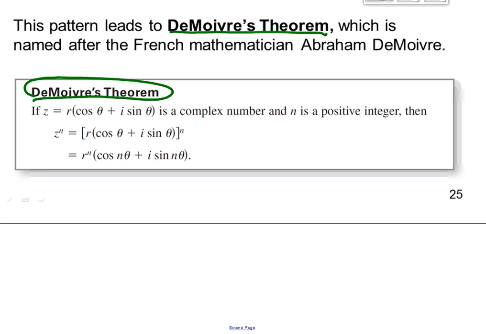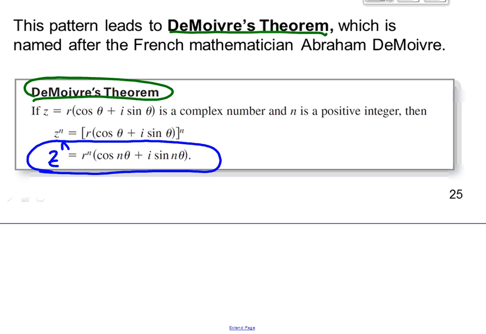And that's not our most interesting form. Our interesting form is this version down at the bottom. So z to the n is equal to r to the n cosine n theta plus i sine n theta. And so you want to make sure you write that down, and you want to know de Moivre's theorem.